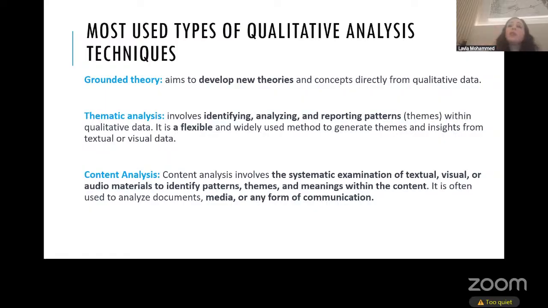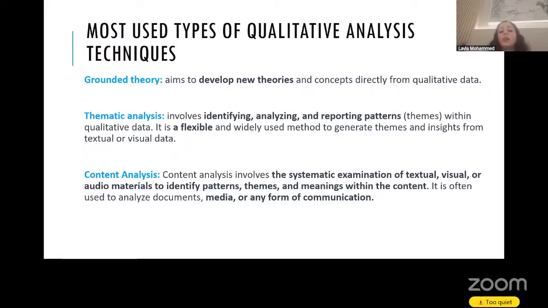So it uses an inductive approach, inductive meaning you are open to new findings, new knowledge, you're letting the data emerge organically. Thematic analysis, you can actually use inductive and deductive, but thematic analysis, which is the one I'm going to explain and dive in deeper today, is the most common type of data analysis.